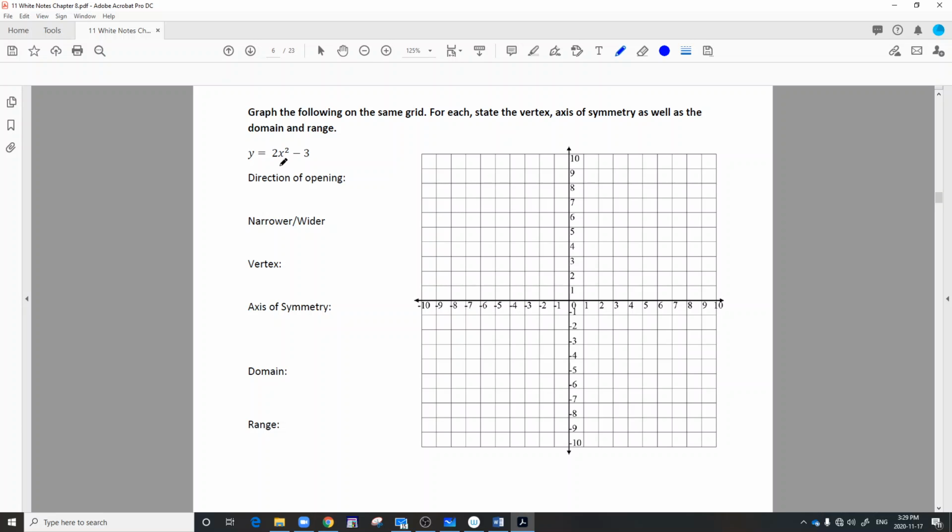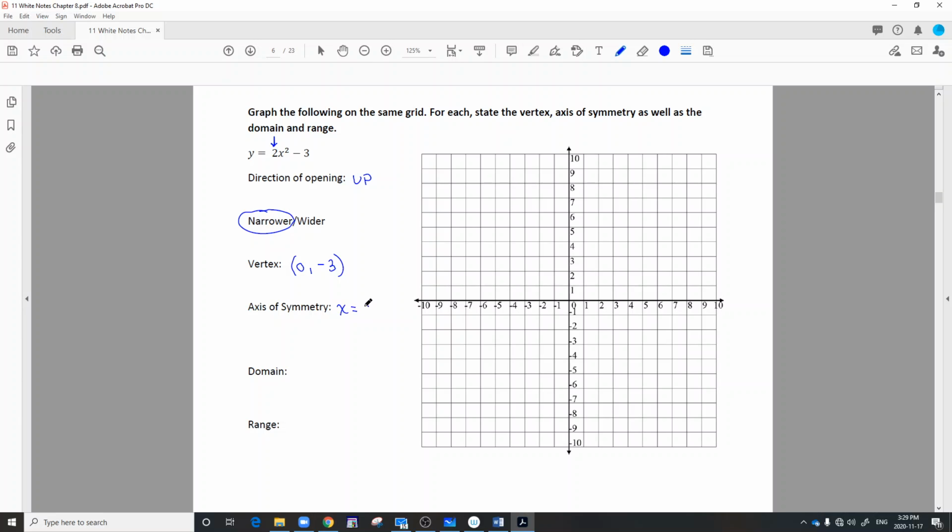So leading you through this, we've got y is equal to 2x squared minus 3. First thing we're going to do is look at the A. We always look at our transformations in order from left to right. So direction of opening, so this is going to open up. Because it's a 2, which is greater than 1, it's going to be narrower. My vertex, now there is no horizontal shift, so the x value of the vertex will be 0. And then you've got this k value of minus 3, so it's going to be at negative 3.